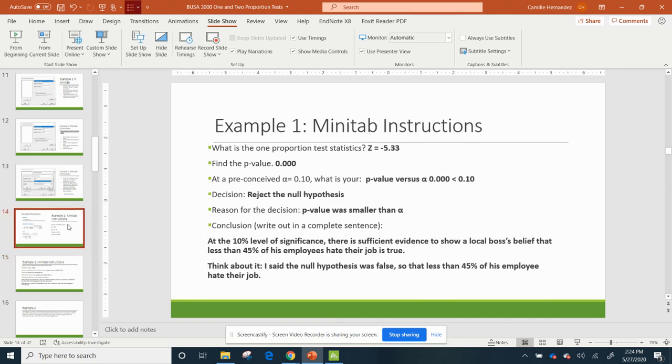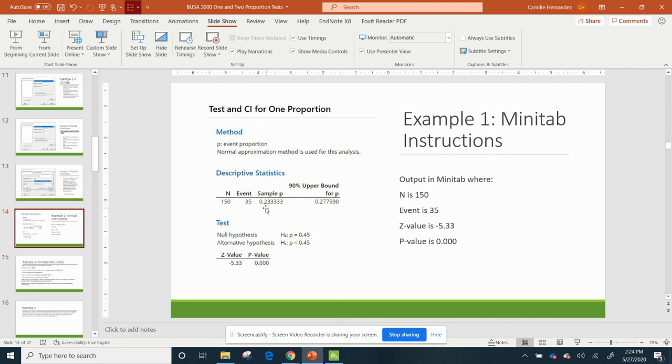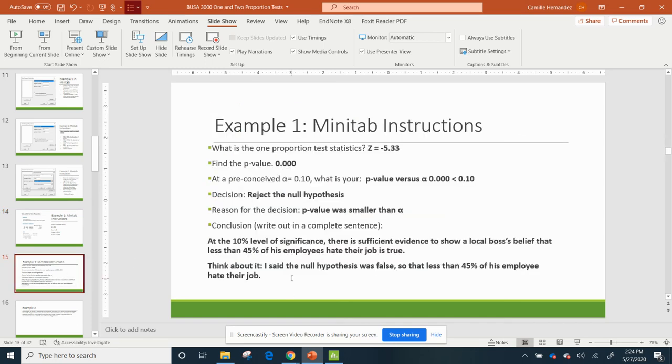If I go back here, roughly 23% of his people don't enjoy their job. So that's how I got that. So again, because I rejected the null and said it was false, that makes less than 45% of his employees hate their job.